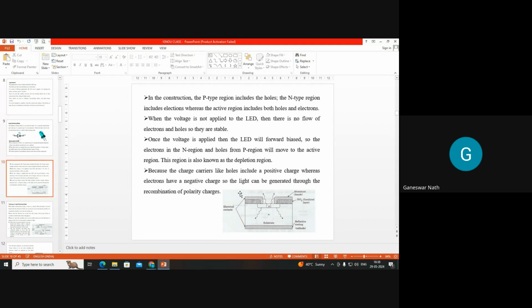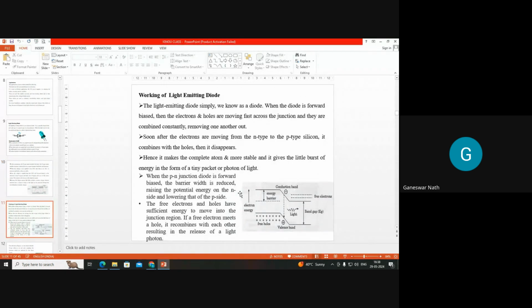Similarly, how does an LED work? The construction and operation, or the working of the LED, can be explained on the basis of the energy band diagram, as in quantum mechanics.